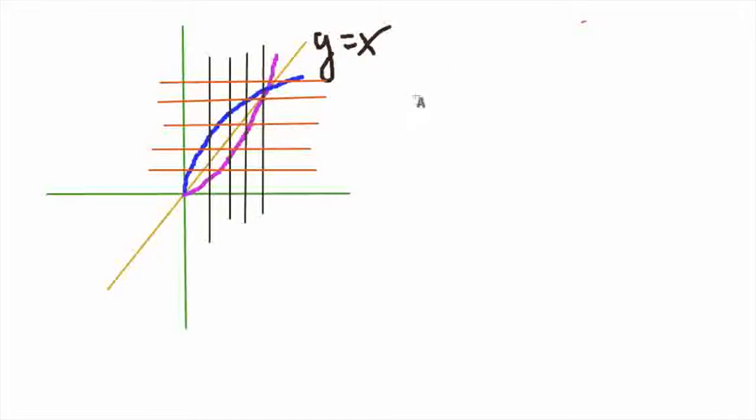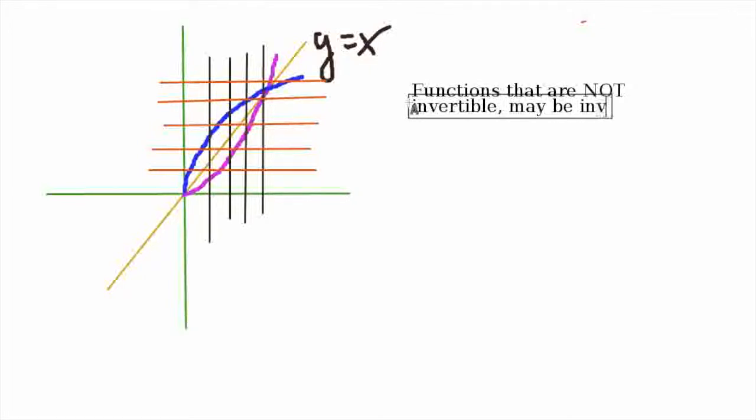So what I just showed you, let's end with this. Functions that are not invertible may be invertible for restricted domains. If we focus on just a small, restricted piece of the domain, then we might be able to make a restricted inverse.